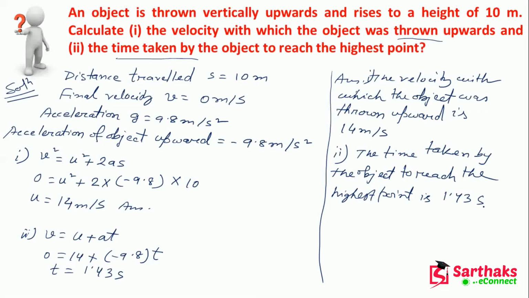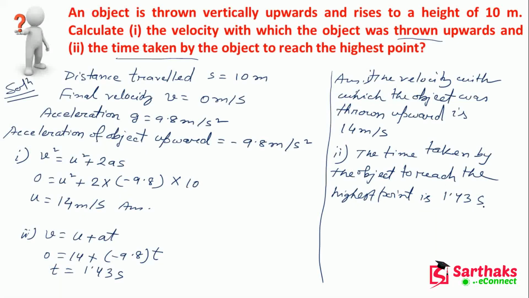So here, one thing you should remember: for upward movement of the object, you may consider g as minus 9.8. For downward, we are using plus 9.8.